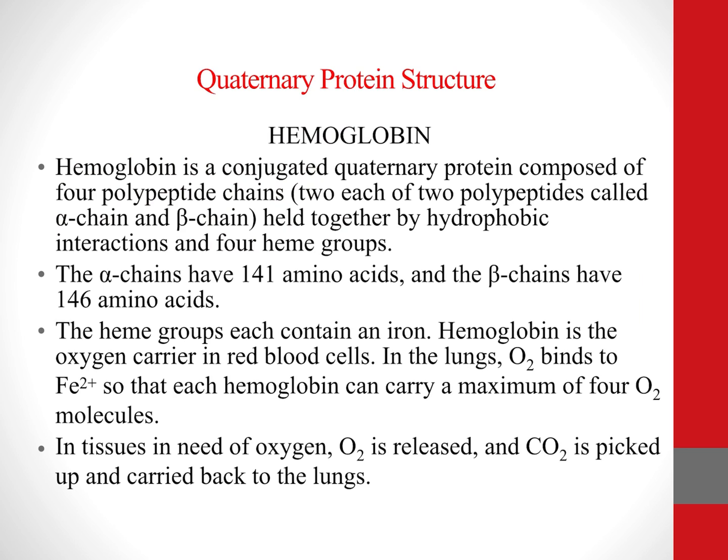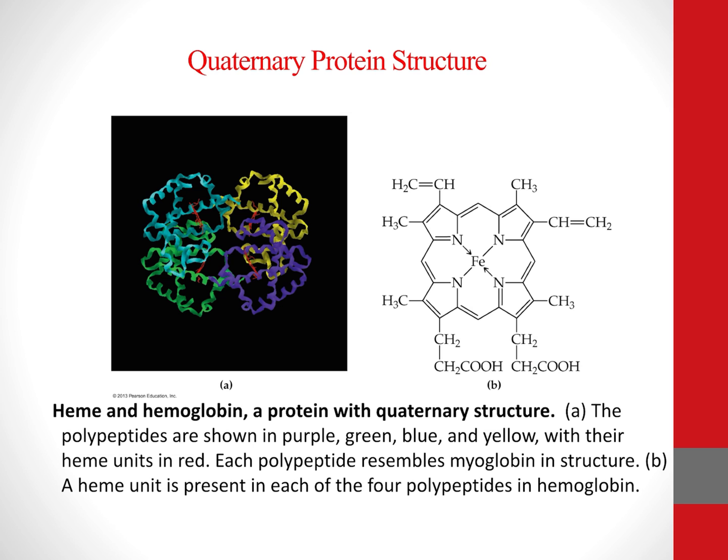Hemoglobin has 4 polypeptide chains, which are all similar to myoglobin. We'll look at the structure here in just a second. They're held together by hydrophobic groups, so that non-covalent bonding is taking place. In those 4 chains, we have 4 heme groups, and they have an iron atom that is essential to its function. Oxygen is able to bind to the iron, and so each hemoglobin is able to carry 4 oxygen molecules. Let me just show you the structure real quick.